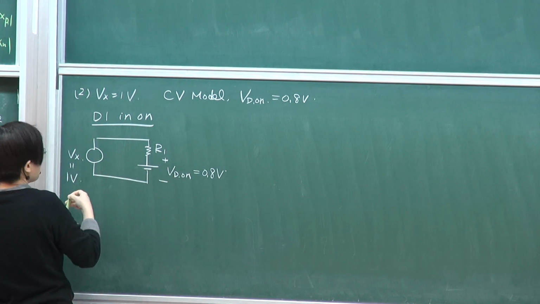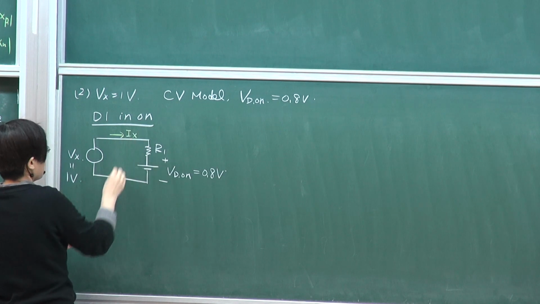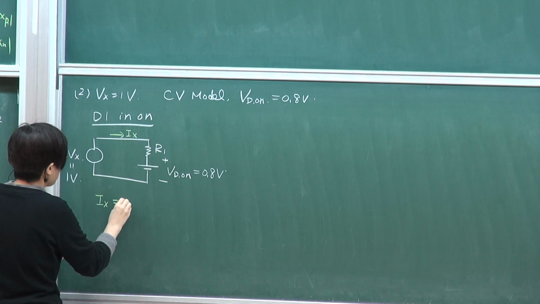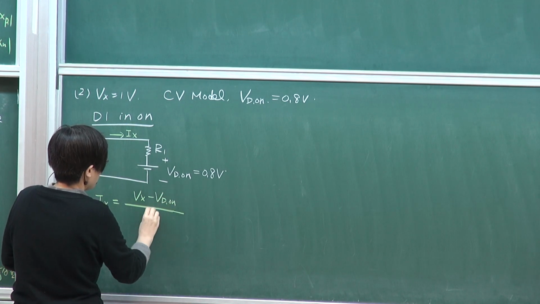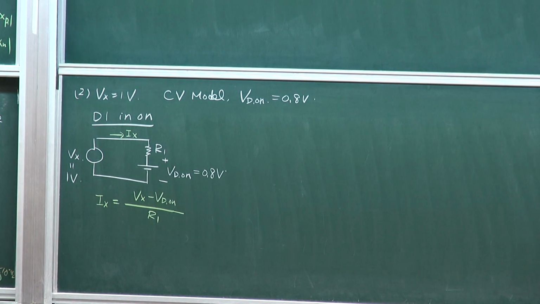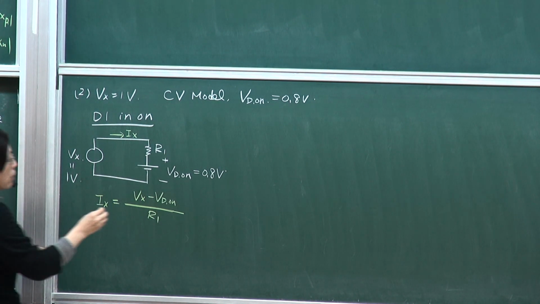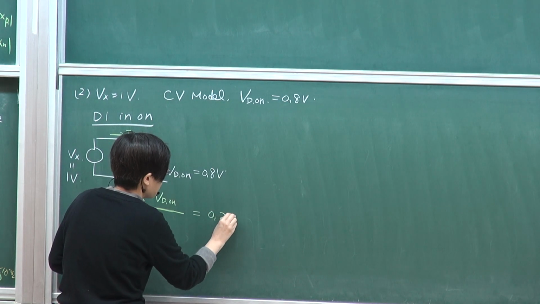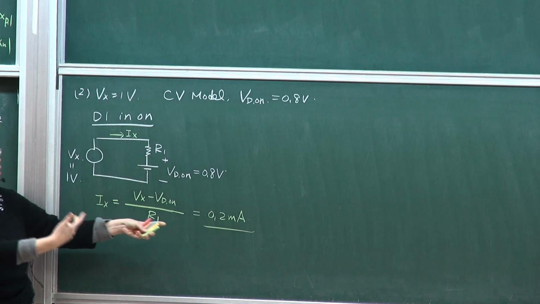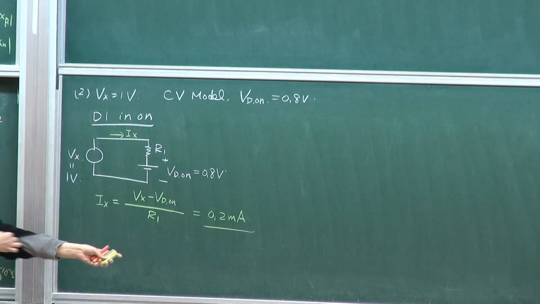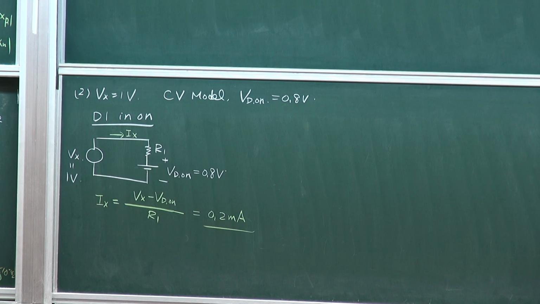So what we want to do is to find Ix. So here it will be very easy. Your Ix will simply be Vx minus VD on divided by R1. And this will then give you a current of 0.2 milliamps. So you actually see that if I'm doing it precisely following the exponential model, it will give me a more precise current. But this will give you, in the ballpark, very close, but you accept maybe 10 to 20% inaccuracy.